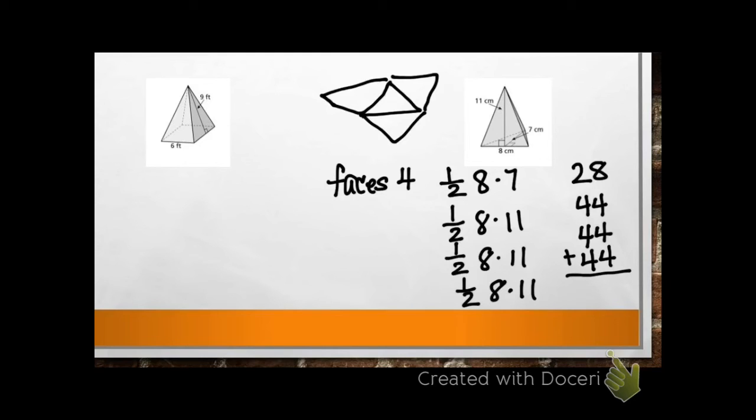I have 3 4s. That's 12 and 8. That gives you 20. I have 3 4s again. 12 plus 2, 14 plus 2 is 16. All right, I'm going to come over here because I'm running out of room. My surface area is going to be 160 centimeters squared.